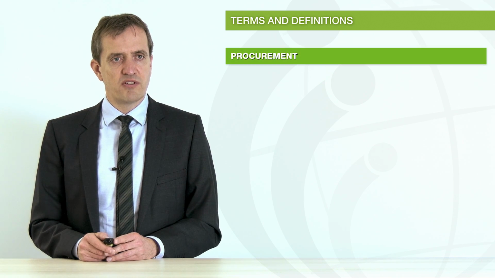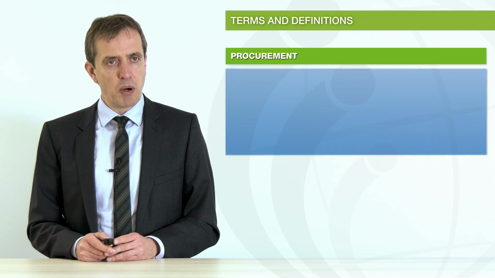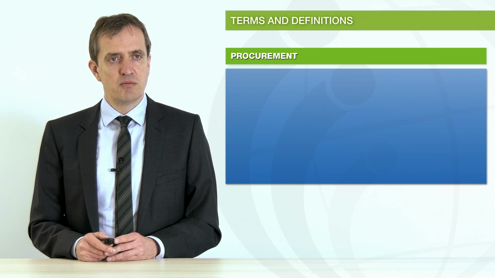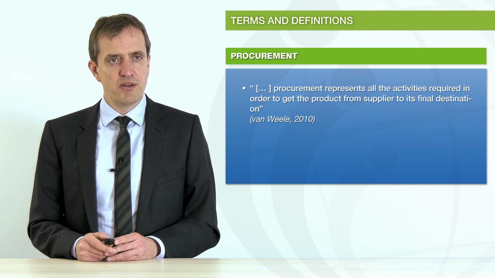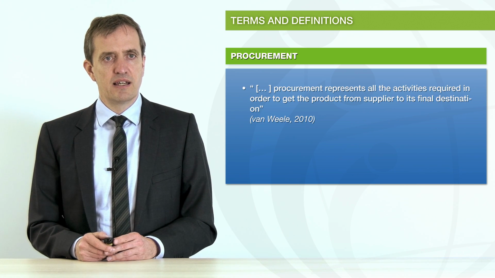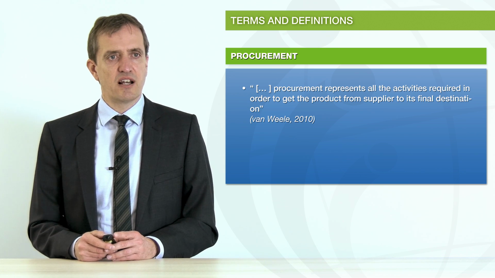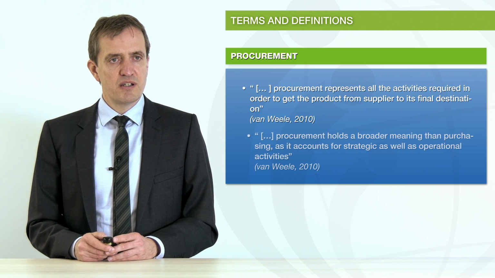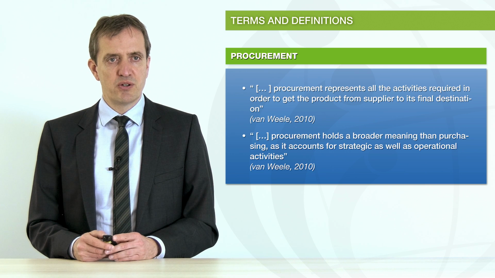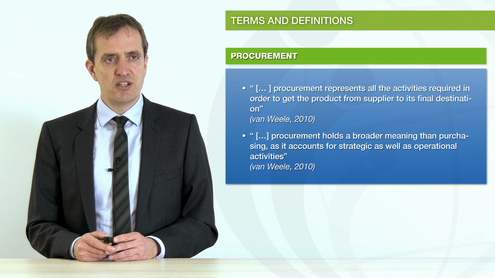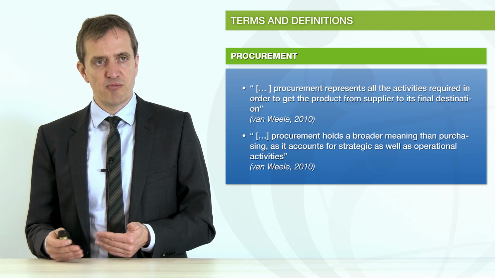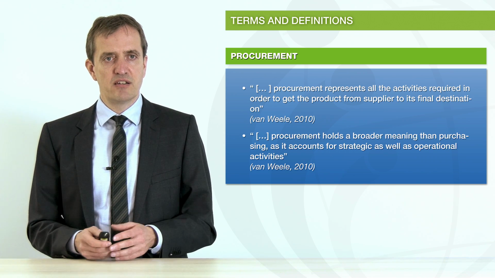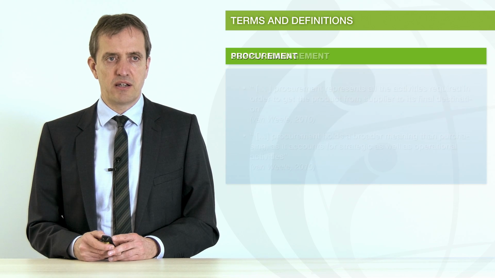Following a definition of Arjan van Weele, one of the most reputed high-caliber professors in our field, procurement represents all the activities required in order to get the product from supplier to its final destination. Procurement holds a broader meaning than purchasing, as it accounts for strategic as well as operational activities. So purchasing is more the operative part, procurement is operative and strategic activities together.